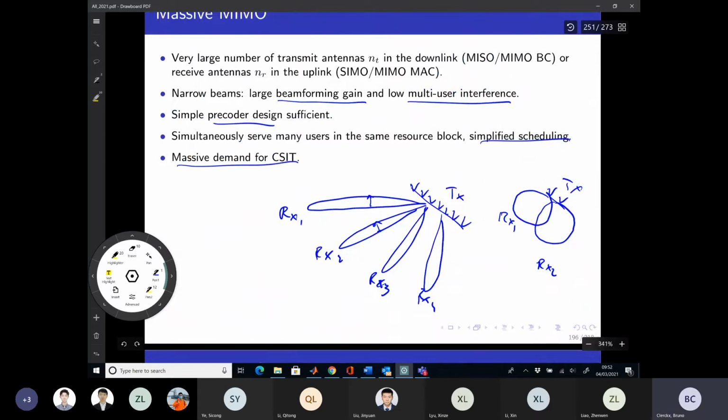Now, the main problem is you need a lot of channel state information at the transmitter. So you need to know all those H at the transmitter. Otherwise, you will not have large beamforming gain. You will have a lot of multi-user interference. You will not have simplified precoders, and you will not have a simplified scheduler, right? So a lot of the burden is put on having accurate CSIT. And that also puts burden on calibration of the RF chains and so on, even if you have a TDD system.